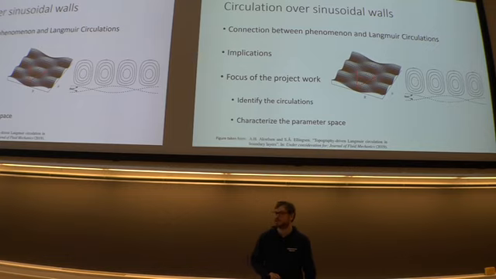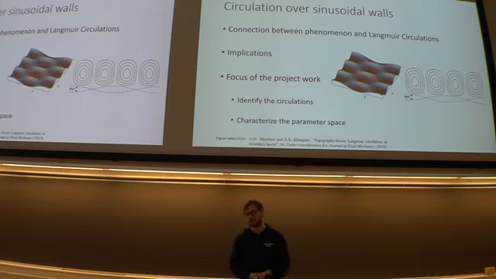The implication of this could be that by forming these circulation zones, transport of turbulent kinetic energy can cause the viscous drag to be reduced. It's interesting, and it could be important to characterize and study this phenomenon. The focus of my project work has been to identify, first of all, this circulation, and if that was possible, to also characterize a parameter space to see how different parameters affect the flow.